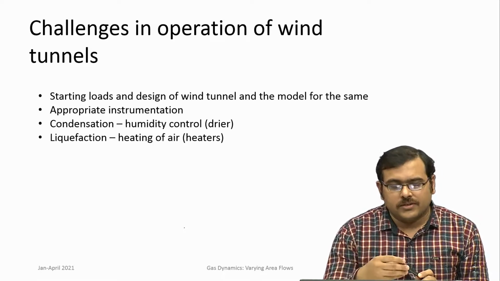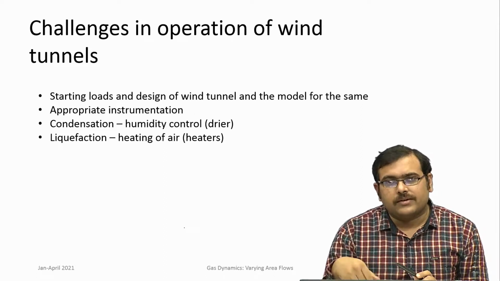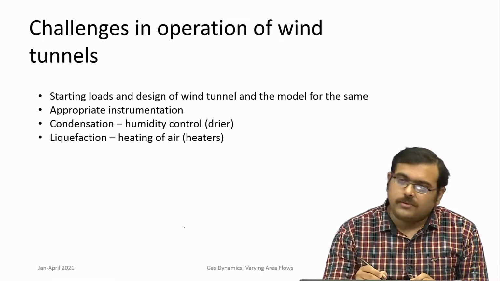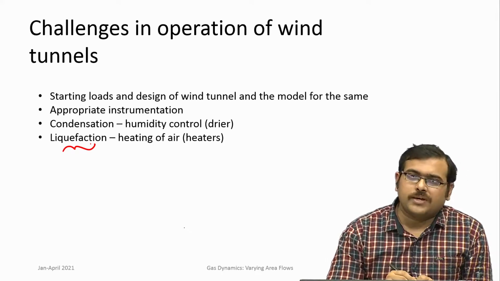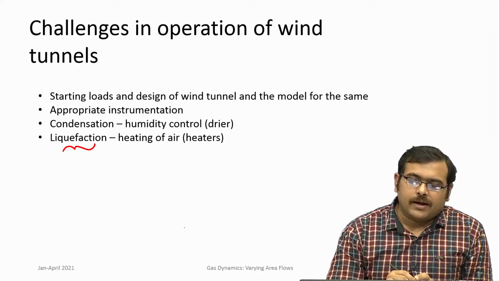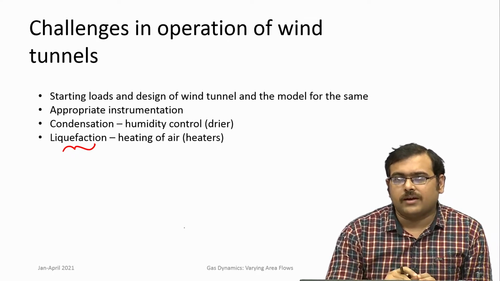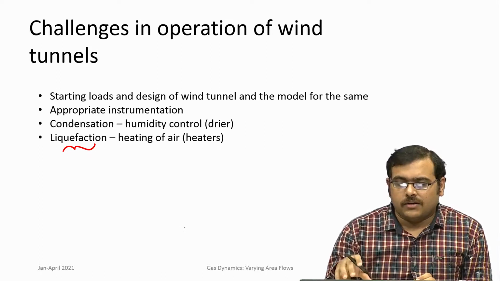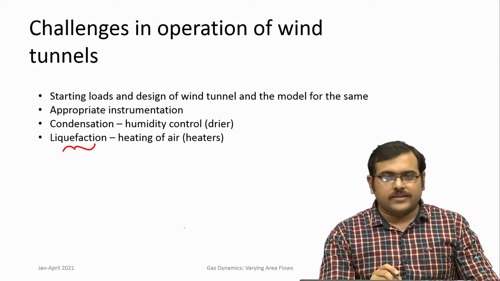You need dryers. If Mach numbers become higher, then it is also possible that pressure and temperature reduce so low that air itself may liquefy. So, those problems also occur. With liquefaction, at that time you need to heat the air. So having an operational wind tunnel involves not only aspects about nozzles and diffusers, but also various other accessories to see that the wind tunnel operates correctly.